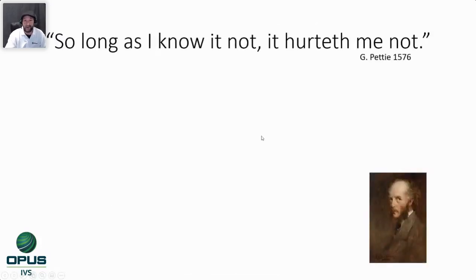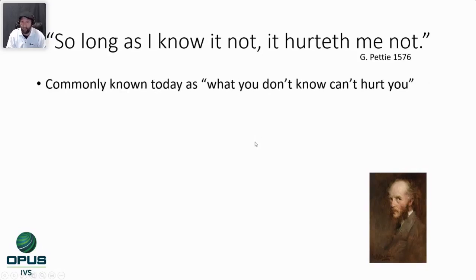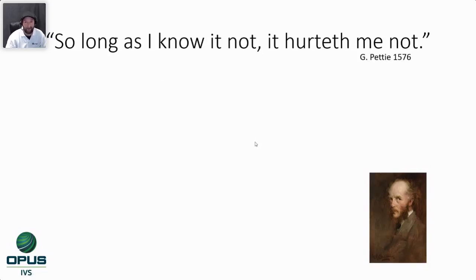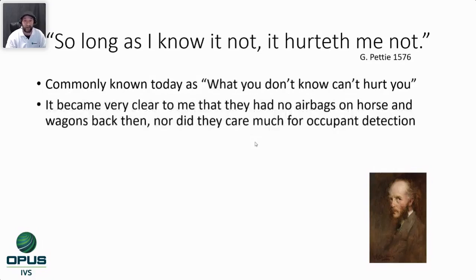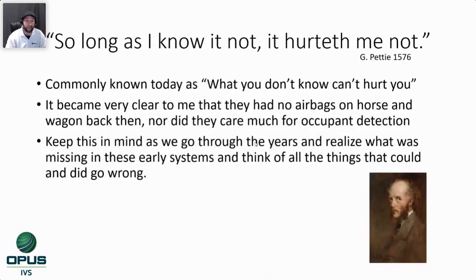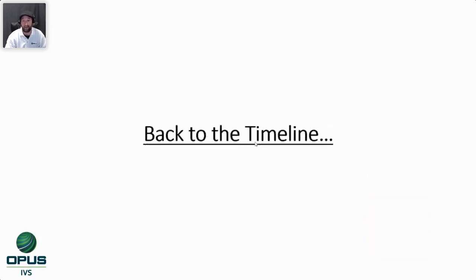"So long as I know it not, it hurteth me not." I saw this quote, and you guys know it a little bit more as "what you don't know can't hurt you." I think that was probably a quote from when they had absolutely no supplemental restraints, because what we don't know now can certainly hurt someone. So it became very clear to me back then that they had no airbags on horse and wagons, nor did they really care much for the occupant detection. So keep this in mind as we go through the years and realize what was missing in these early systems, and think of all the things that could and did go wrong.